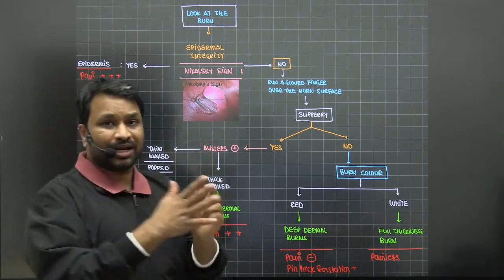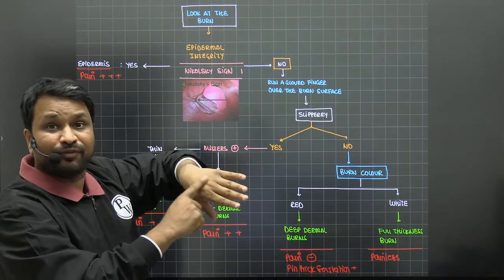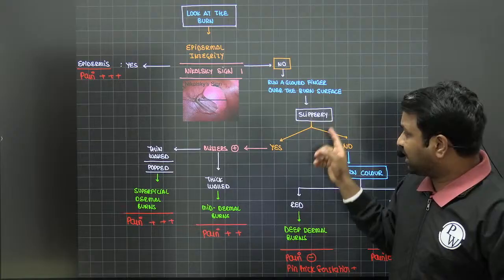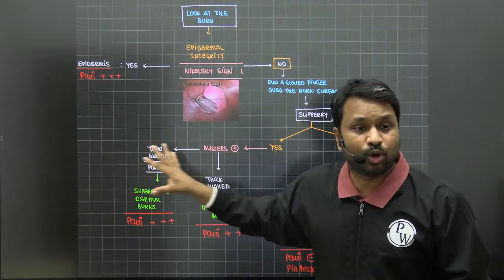Now what do you do? Wear a glove, take a glove finger and put it on the area of burn and swipe your finger. See whether it is slipping or not. If it is slippery, that means it is going to be associated with blisters. And there are two types of blisters, the thin-walled and thick-walled.